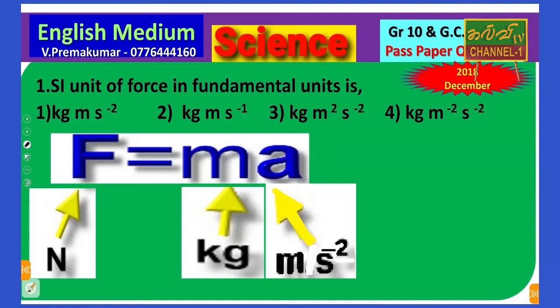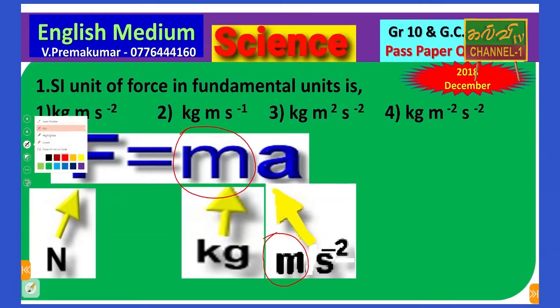Students must know that in F is equal to MA, the blue M is mass. When you consider the acceleration, that also has an M, so both Ms are different. Here the unit is meter. This M is indicating mass, and this M is indicating meter, but both are different.